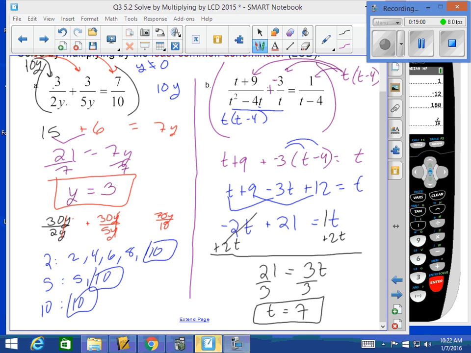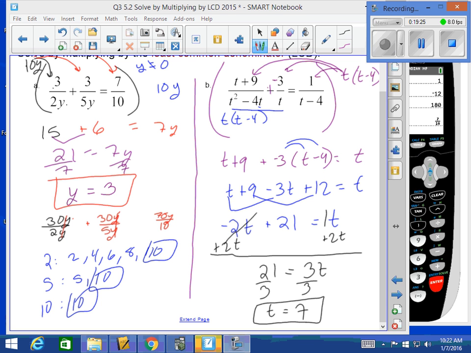Now, one thing I forgot to do is I didn't initially check to see what numbers your answer couldn't be. If I go back up to my original problem, I just, again, make sure I recognize that my final answer can't be any number that would make the denominator be a 0. So from this t minus 4, if t had come out as a positive 4, then I would have had a 4 minus 4, which is 0.